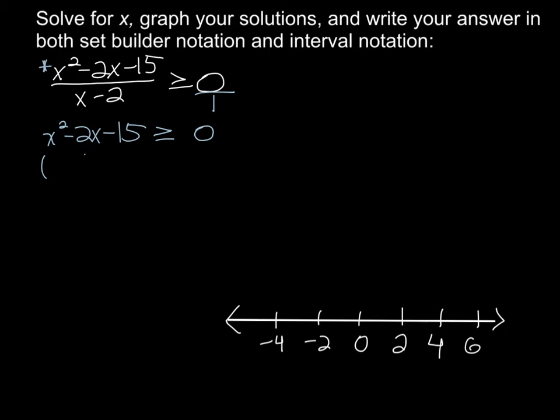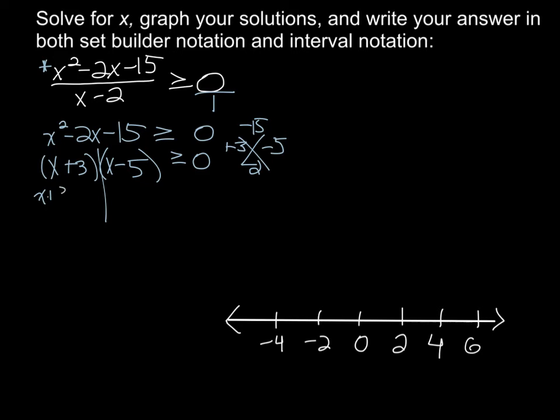Now we're going to factor this. We're looking for two factors of negative 15 that add up to a negative 2 and have different signs. That's going to be a negative 5 and a positive 3. I break it apart. x plus 3 is greater than or equal to 0, or x minus 5 is greater than or equal to 0. It tells me that x is greater than or equal to negative 3, or x is greater than or equal to positive 5. Both of them greater than or equal to.